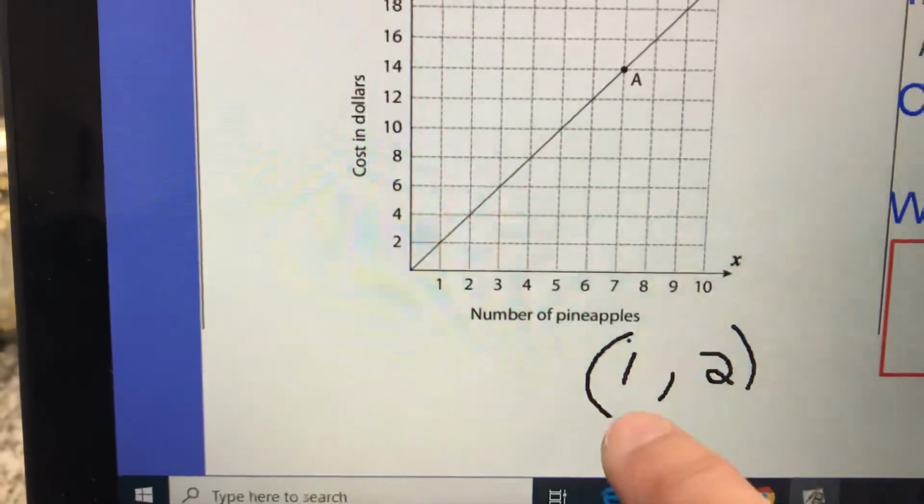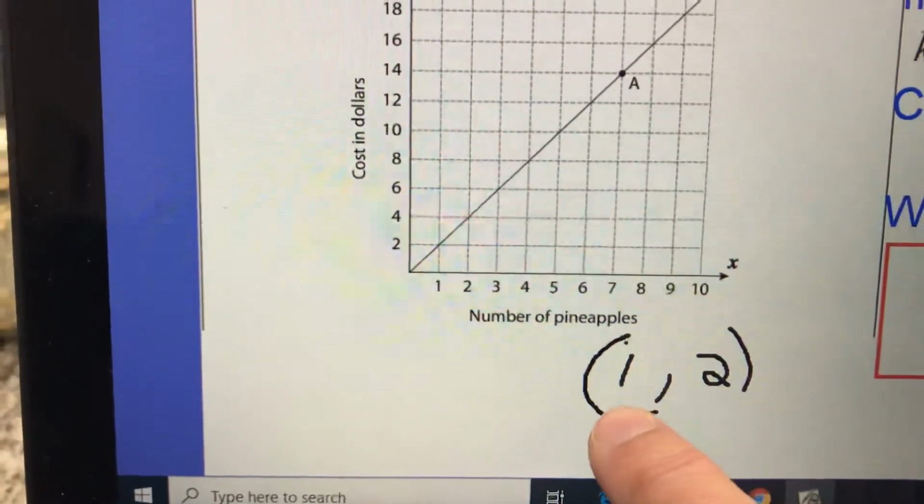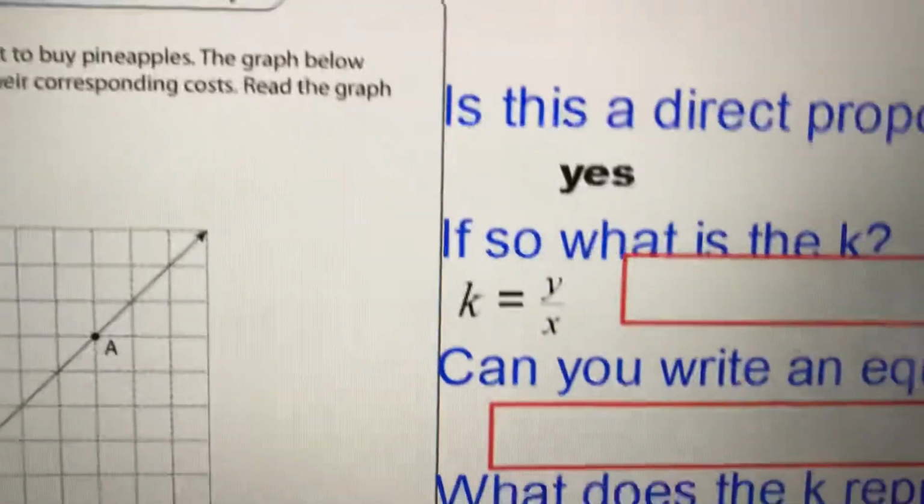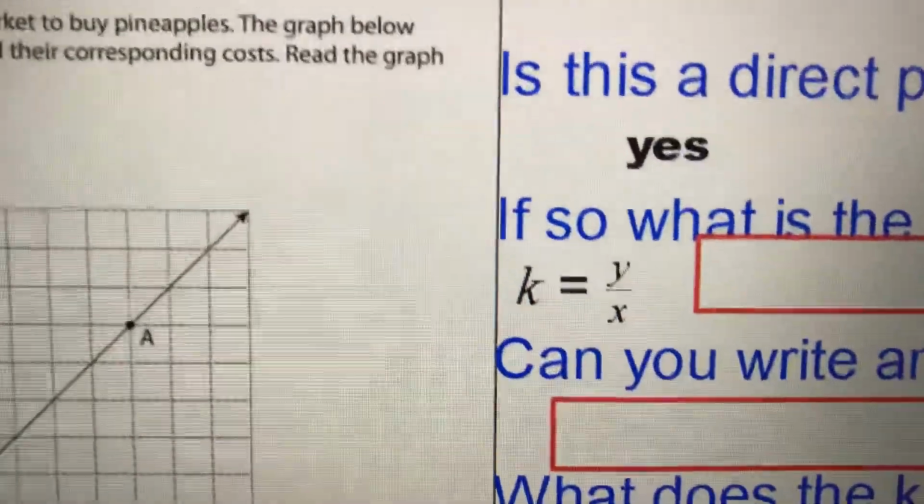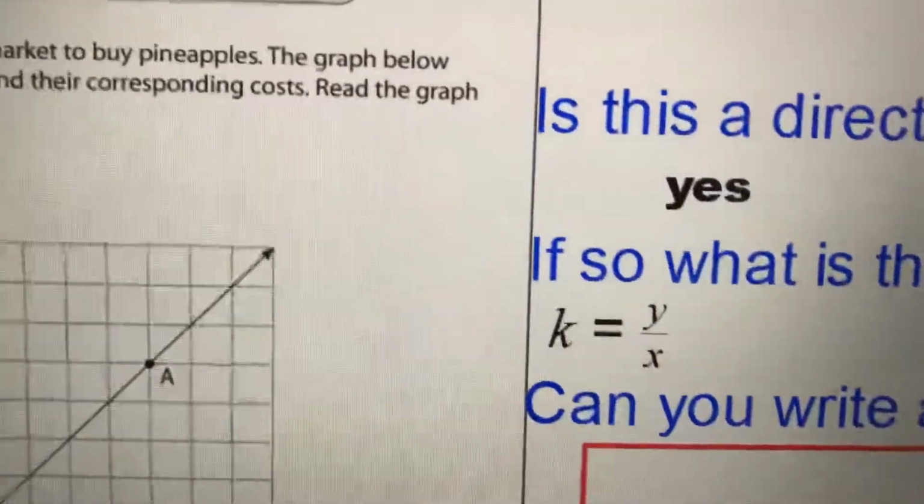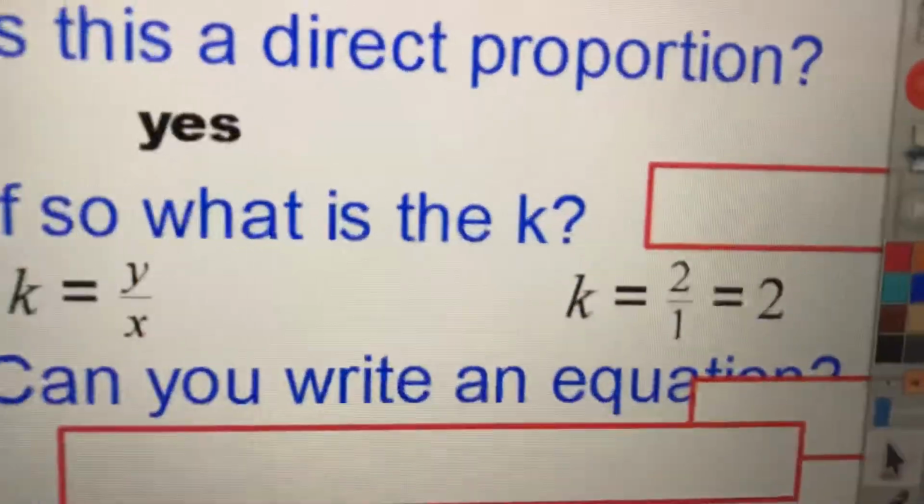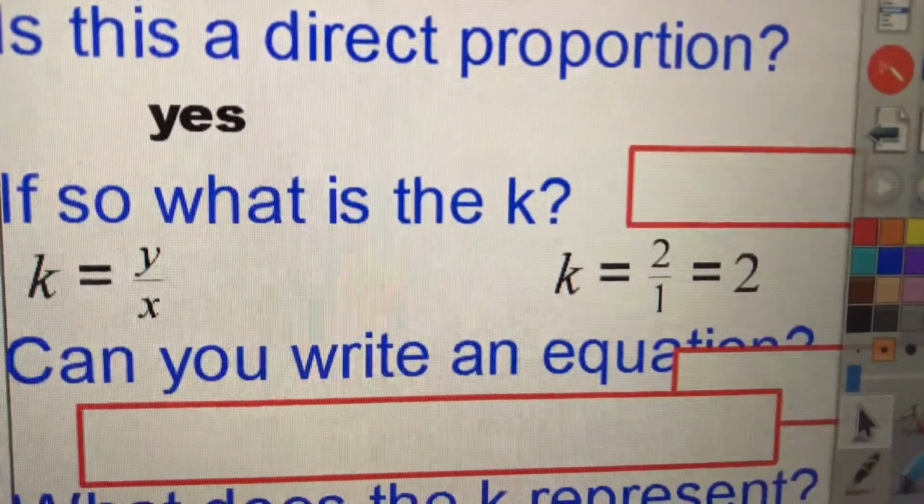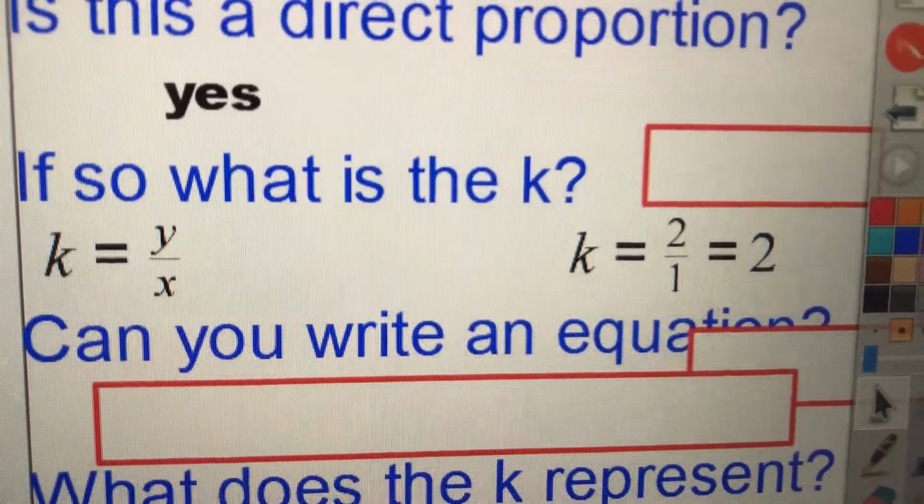So if x is 1 and y is 2, what will that make the k? Well, let's go back up here and do a little bit of work. So that means that the k is equal to 2 over 1, which equals 2. And you could have done that with any point on that graph, and you would have gotten a k of 2.